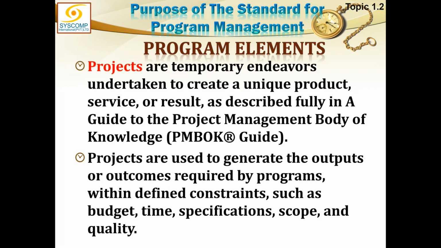Okay. Output could be something realized after you've done several inputs, whereas outcome is more of something that comes out of the collection of the outputs. So the final unique product would be the outcome. A unique product will be an outcome. Okay.